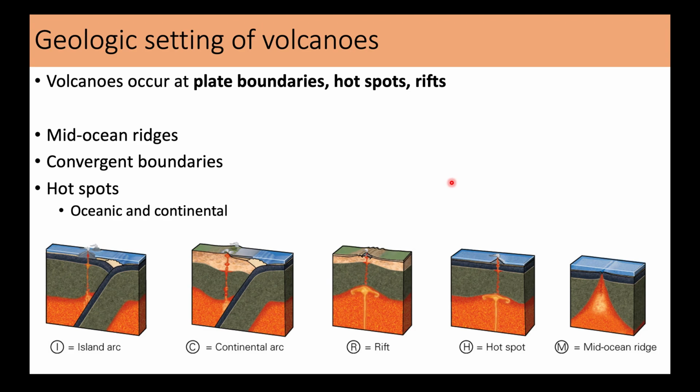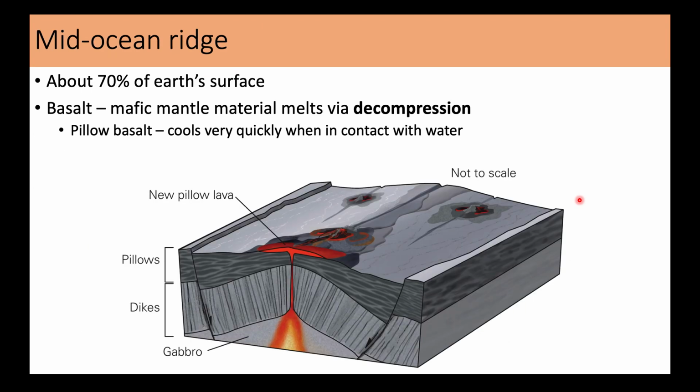So where do we see our volcanoes? Same places that we went over where we see our igneous rock, because anywhere that we have volcanoes, we're going to have igneous rock. So plate boundaries, hotspots, and rifts. Mid-ocean ridges, convergent boundaries, hotspots, both oceanic hotspots and continental hotspots, we will see volcanoes. Anywhere that we have magma reaching up to the surface and then lava erupting on the surface, we have volcanoes. So they can come in any of those three types of volcanoes.